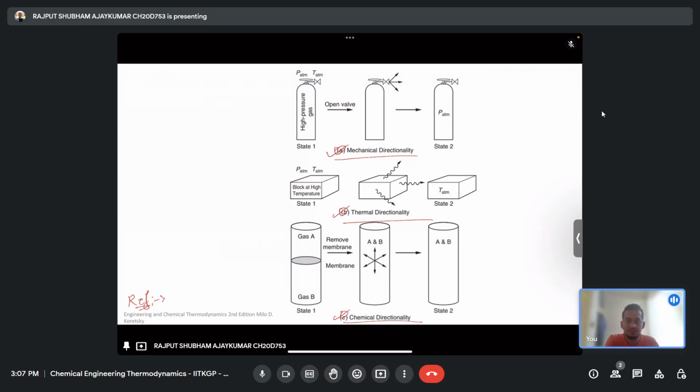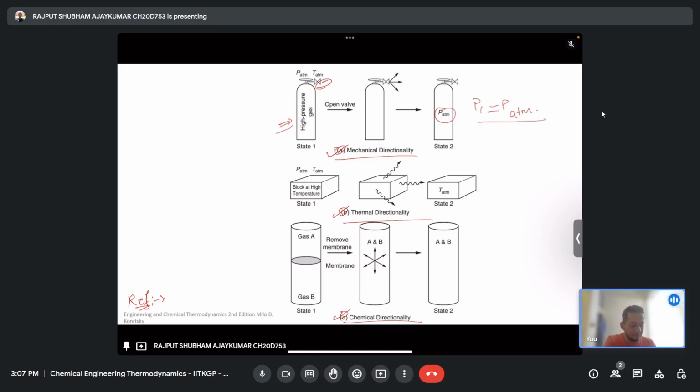Like I said, mechanical equilibrium corresponds to the driving force of pressure. Suppose I take a cylinder with a high-pressure gas in it, shown up here. If I open the valve, the pressure and temperature inside will vary, because the pressurized gas finds space to move out. The pressure outside is P atmosphere, and the pressure inside is P1. The pressure inside will equilibrate until it equals the pressure outside. This is called mechanical directionality, and the pressure inside and outside will be the same. So the driving force is the pressure.